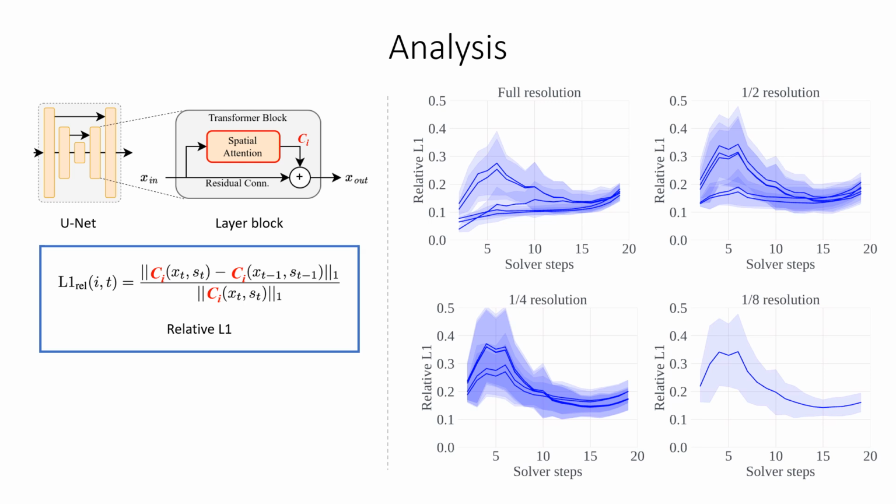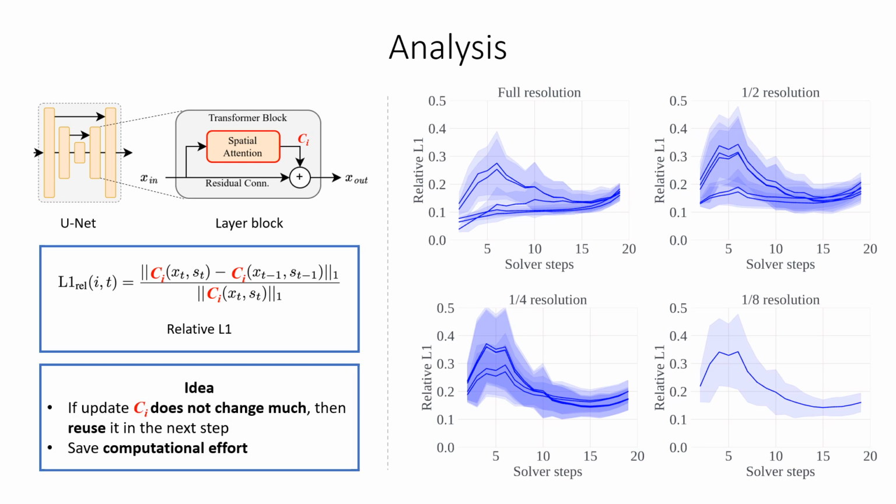We immediately see that not every block behaves the same and that there are certain patterns emerging. For example, certain blocks are mainly active in the first half, while others are mostly active in the later part. Based on these observations, we hypothesize that if a block is not very active, i.e. the update Ci does not change much from one step to the next, then we can just reuse the update from the previous step and save the computational effort. This is the foundation of our block caching technique.